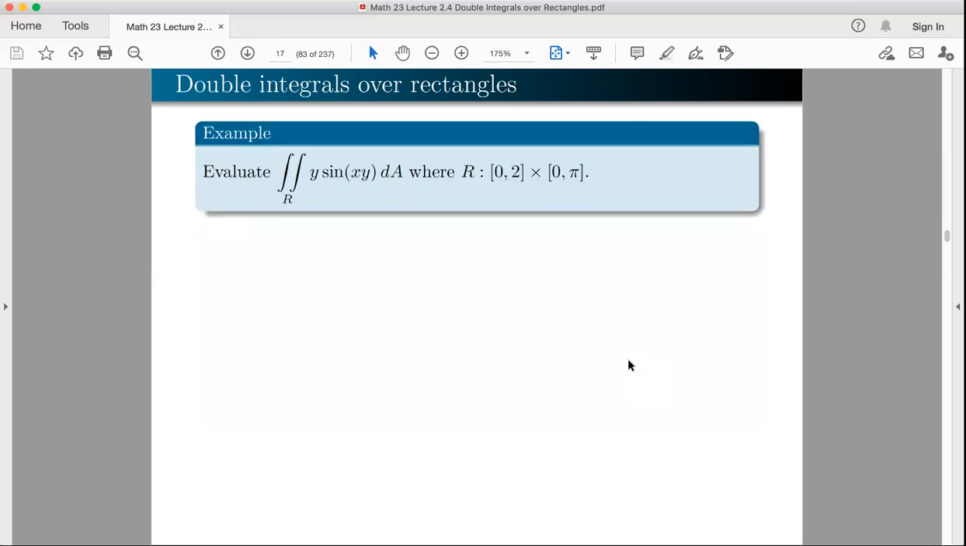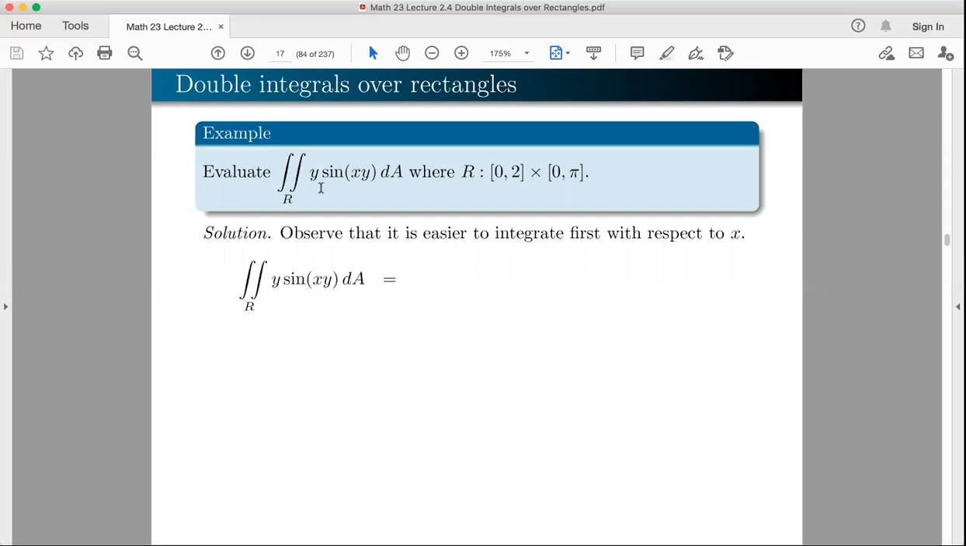So let us evaluate the volume of the solid bounded by y sine xy above, and the rectangular region 0 to 2 in the x and 0 to pi in the y. Note that if we integrate with respect to y, it will be difficult because you have a y outside and then you have a y sine xy multiplied to it. However, if we integrate with respect to x first, that's very easy.